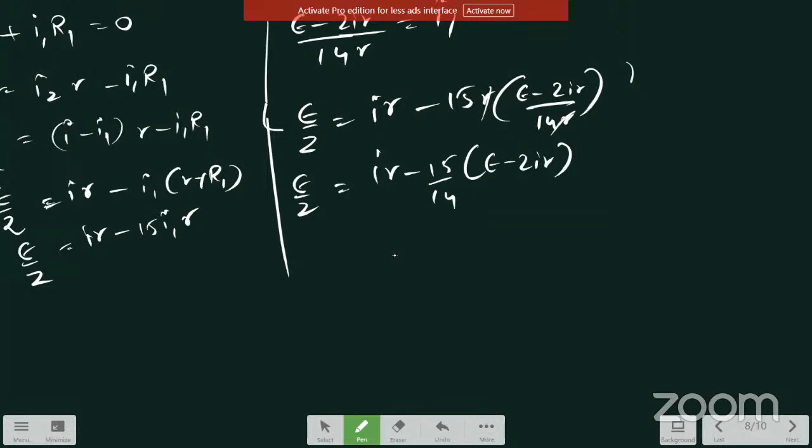Okay, let me do it. I will bring this out to this side. So it will come E by 2 plus 15 by 14 E, and this is I. If I take common IR, next I will get 1 plus 15 by 7. Galvanometer is not considered as having resistance because it is having negligible resistance. That is why.